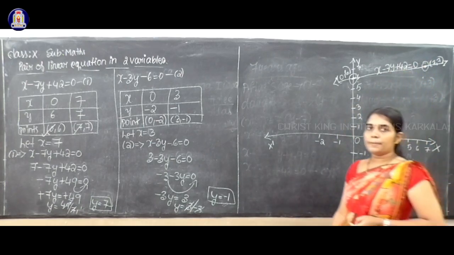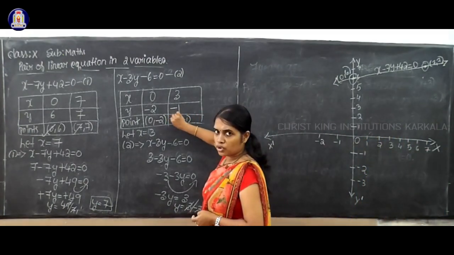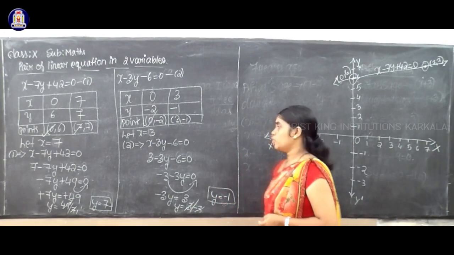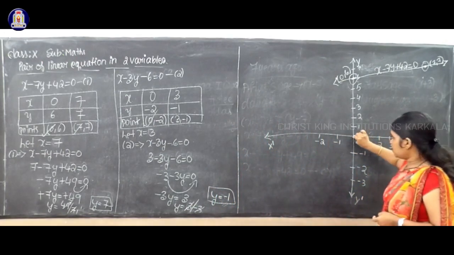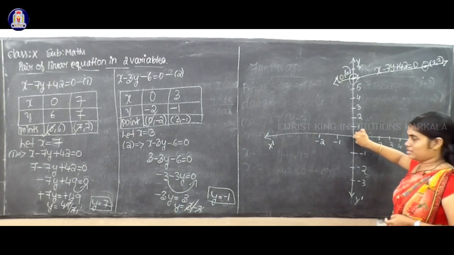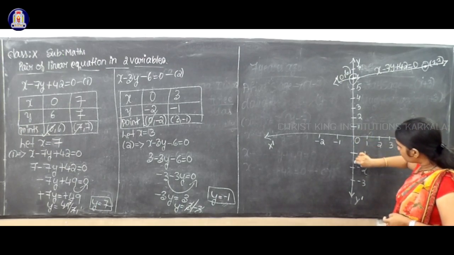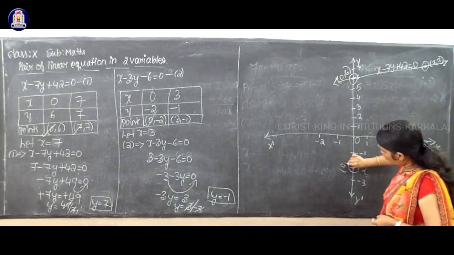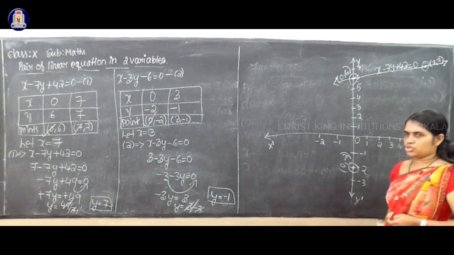Okay. So now we'll plot the second points. Okay. So first point is 0 comma minus 2. Minus 2 is on the y axis. So therefore 0 comma minus 2. So therefore this is your point. 0 comma minus 2. Okay.